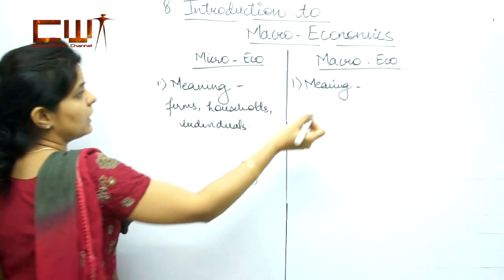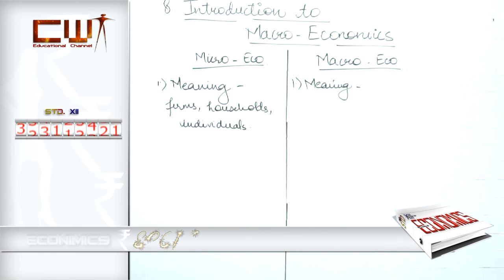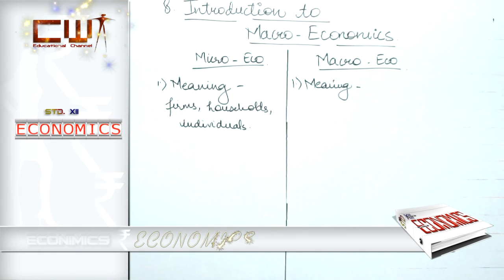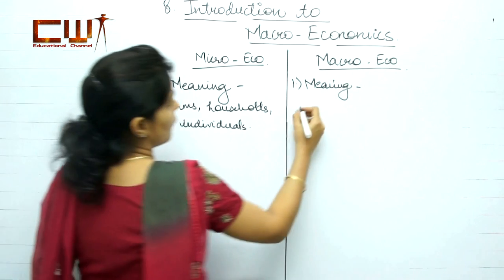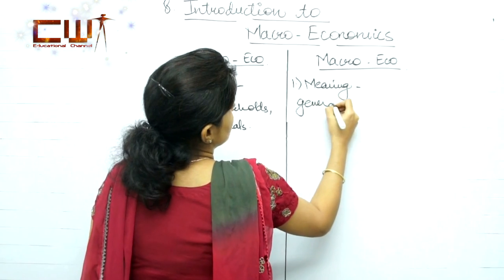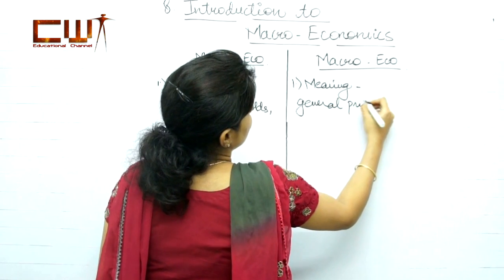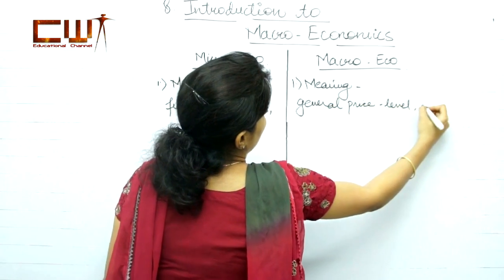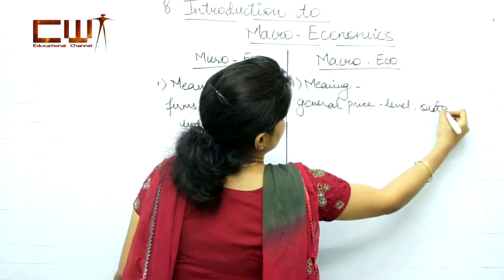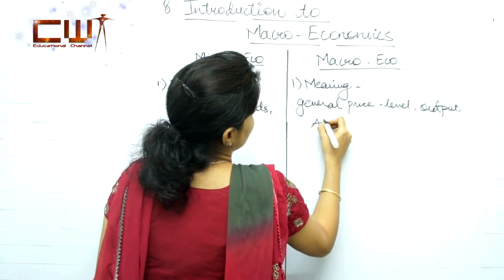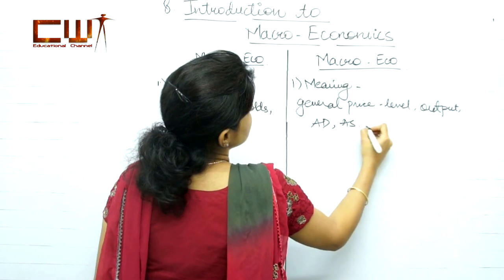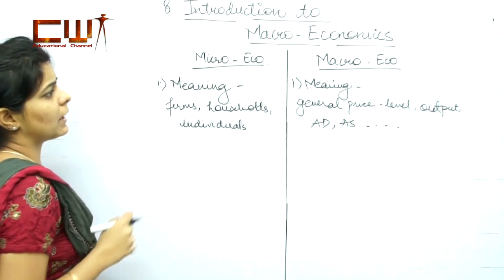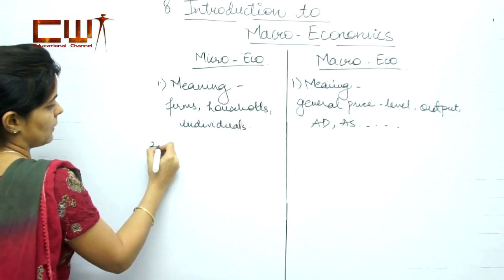But what does macroeconomics study? Macroeconomics is concerned with the economic behavior of aggregates such as the general price level and total production output. You have the general price level, output, aggregate demand, aggregate supply. This is what you study under macroeconomics.